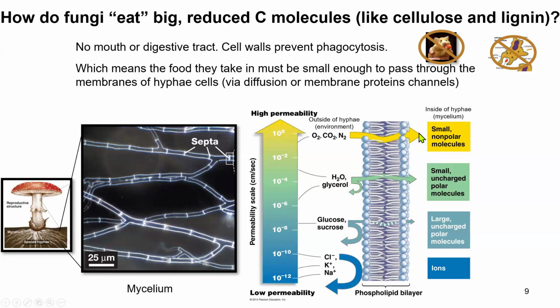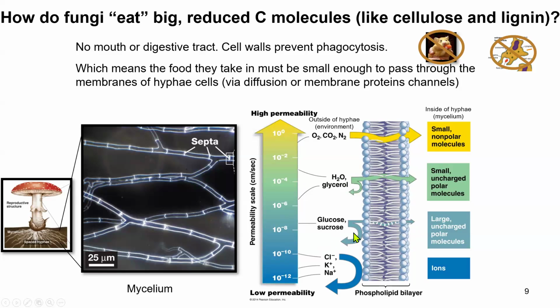So these move across very easily, small nonpolar molecules. Whereas if you look at things like H2O and glycerol, these are still small molecules, but they don't have a charge. They only have a little bit of what's called polarity. So maybe you remember learning about H2O. It's sort of a polar molecule where it's got a little bit of a negativeness to it on one side and a little bit of a positive to it on the other side. And these still move relatively freely, but not as easily.